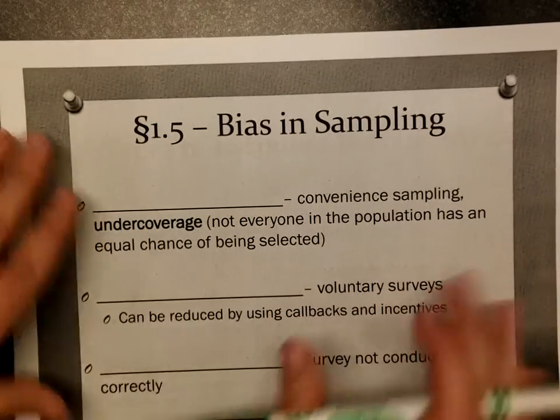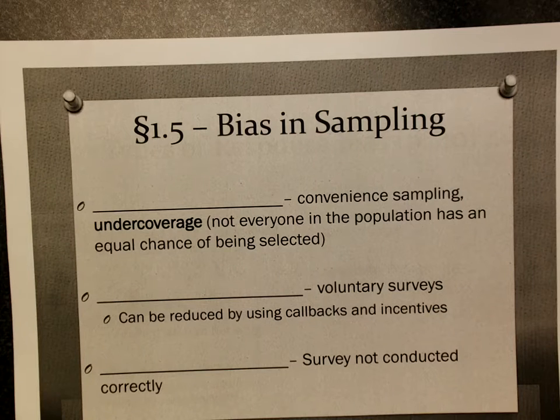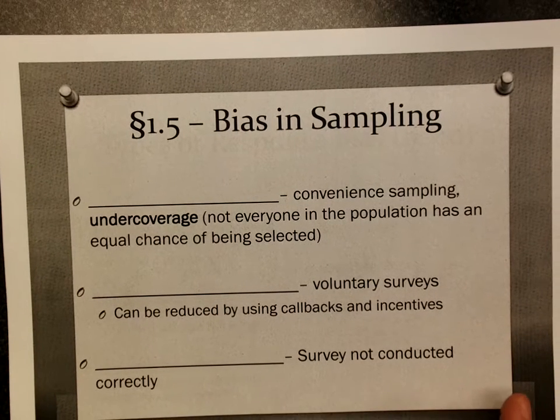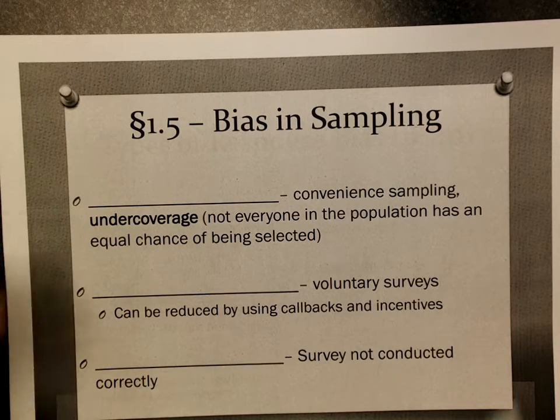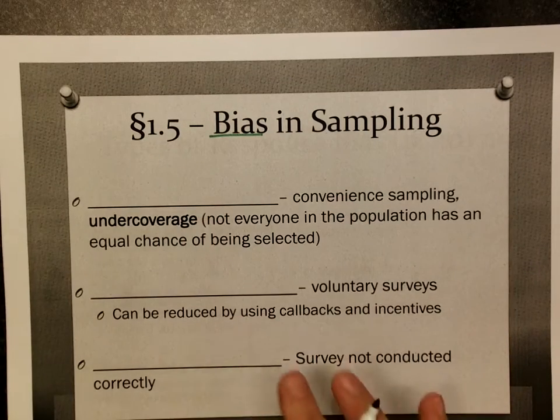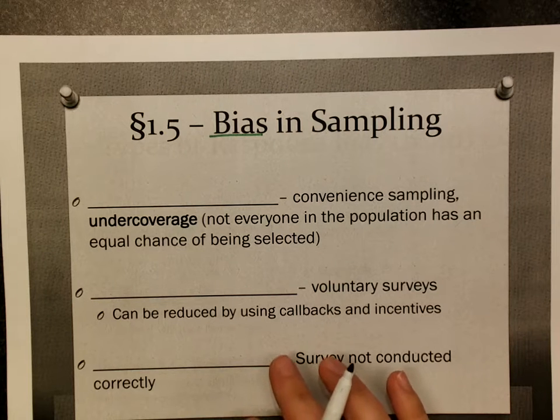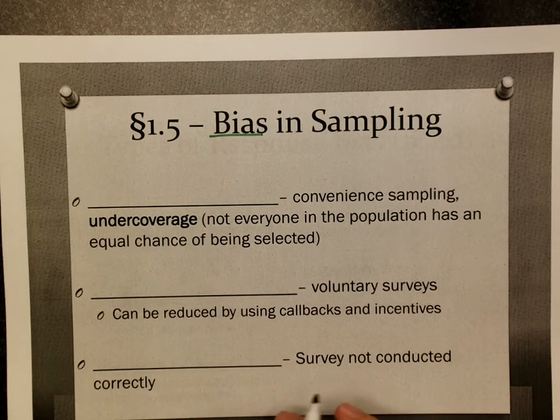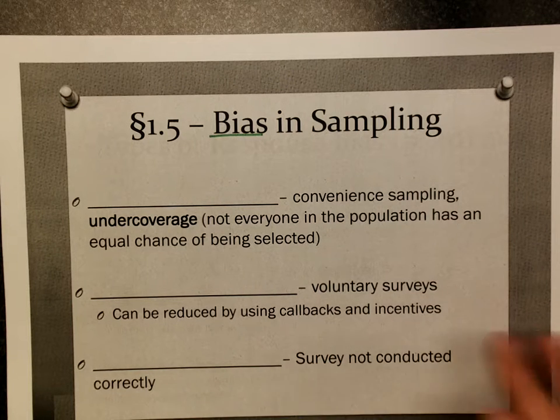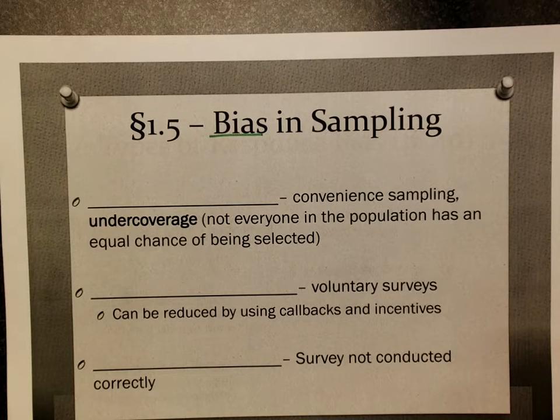The next section is 1.5. It's pretty quick. Bias in sampling. Anytime you take a sample, there is potential bias, and usually you can always find something that would be considered bias. So there's some different mainstream kinds of bias. I don't want you to stress too much about the different kinds. Just know that generally when you take a sample or do a survey, there's some sort of bias going on.